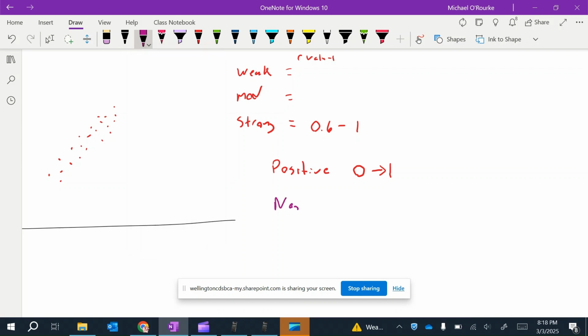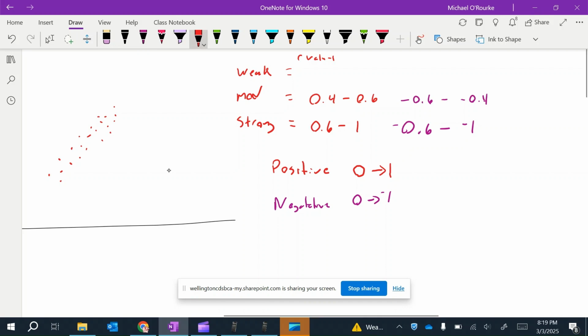So this is for positive, 0 to 1. For negative, it's going to be from negative 0.6 to -1. So they flip on either side. For a moderate, we're looking at anywhere from 0.4 to 0.6. And for the negative, it's negative 0.6 to negative 0.4.